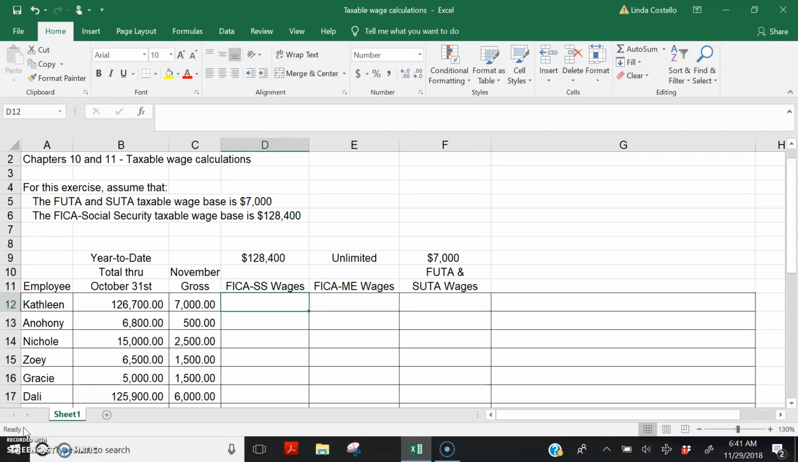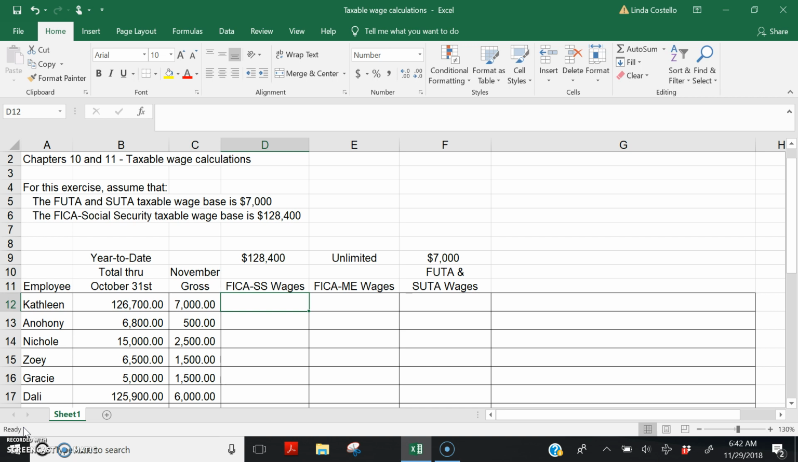As explained in the textbook and on the Chapter 10 and 11 highlights page, certain taxes are imposed on each employee's gross wage up to a wage base. Once any employee's cumulative gross wage exceeds that wage base, the employee's wages are exempt from that tax for the rest of the calendar year.